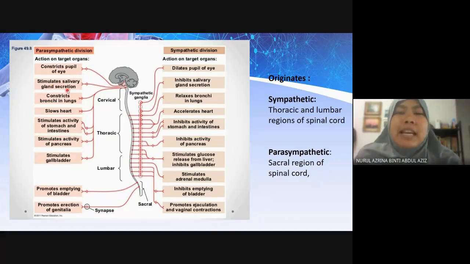And then it stimulates salivary gland. Dah relax, lepas makan, mulalah rasa macam sedapnya kalau ada keropok, kan? So nak mengunyah. Okay? Constrict your bronchi. So mula rasa macam alamak ngantuknya, macam rasa nak tidur, slow the heart rate, and then stimulate activity of stomach, so indigestion akan berlaku dan sebagainya. So that is the action on target organ when parasympathetic division is activated. Okay, any question?